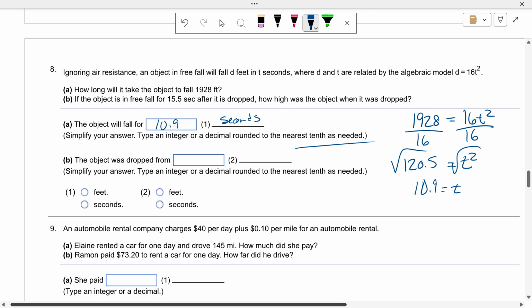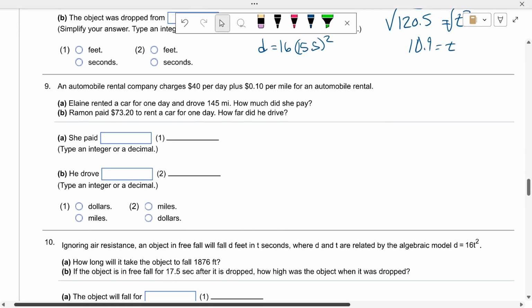Okay. The second one, an object in free fall for 15.5 seconds. How tall was it before when it was dropped? Well, that's the t of it. So d equals 16 times 15.5 squared. So you take the 15.5, square that first, and then multiply by 16, and you solve it. Okay.